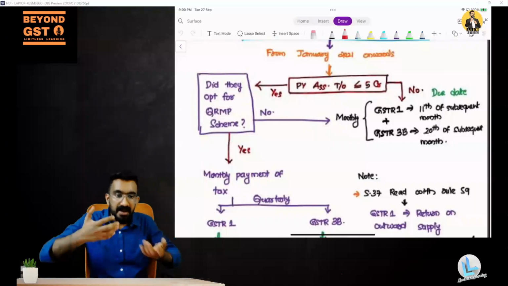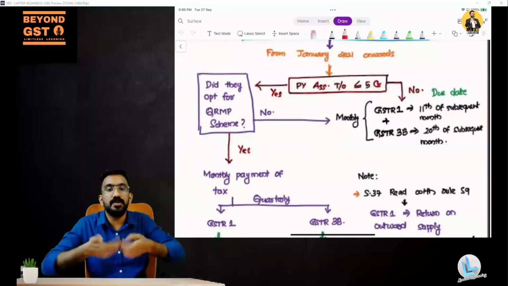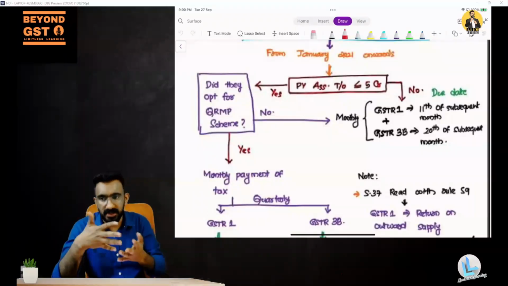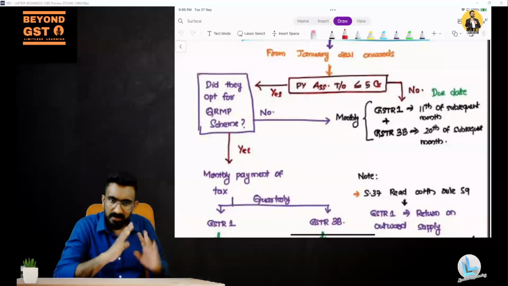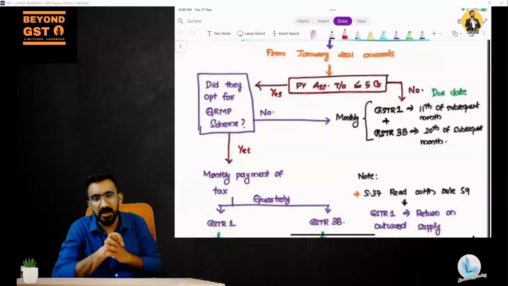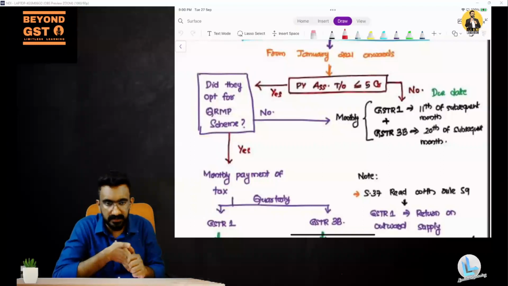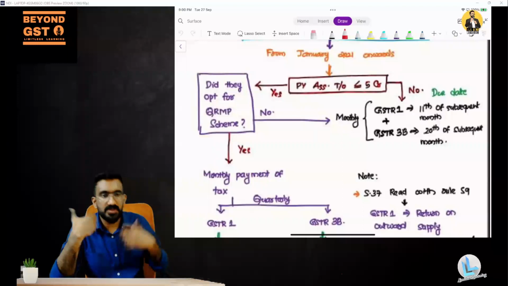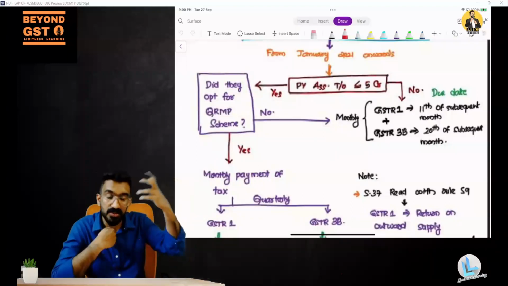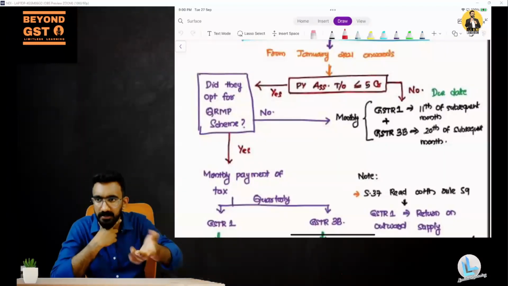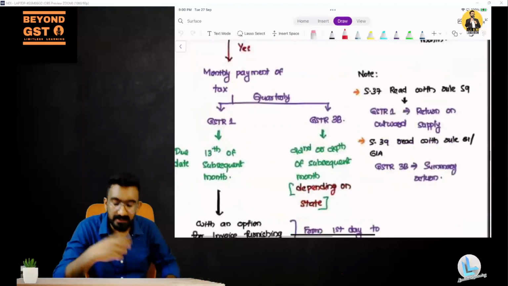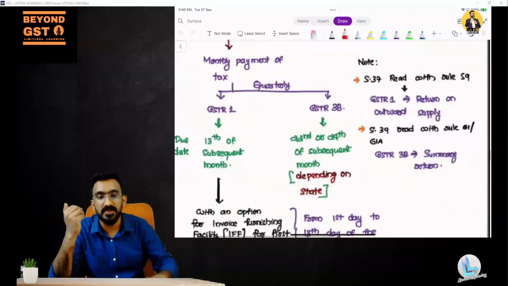But is it mandatory that everybody who's having turnover less than 5 crore can go for QRMP scheme only? No, it's an option available. Now, if they don't go, then it's monthly for them, which means they'll file GSTR1 on 11th and 3B on 20th. Okay, that's the deadline. Now, if the turnover is 7 crore, can they even think of QRMP scheme? No. The turnover is less than 5 crore and they have opted for QRMP scheme, then instead of filing monthly return, you can go for quarterly return of GSTR1 and 3B.